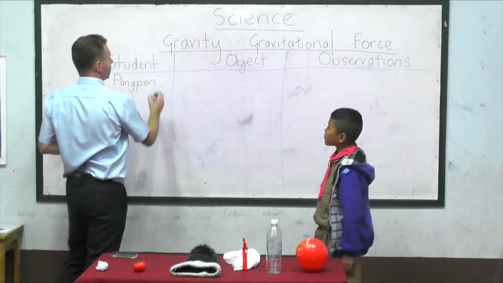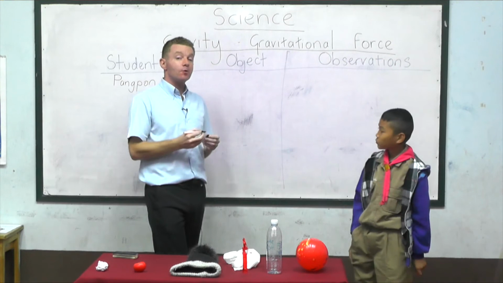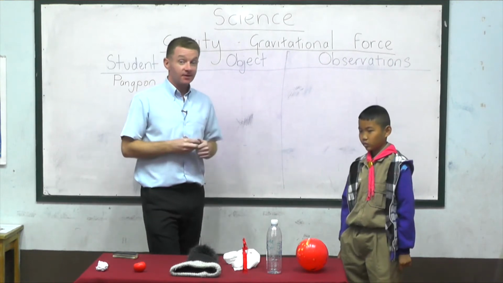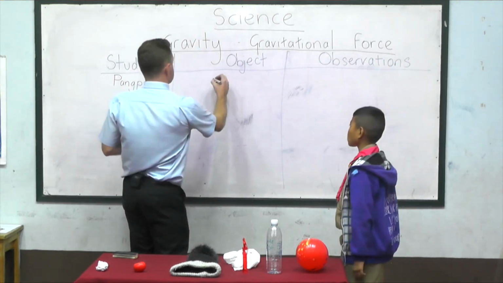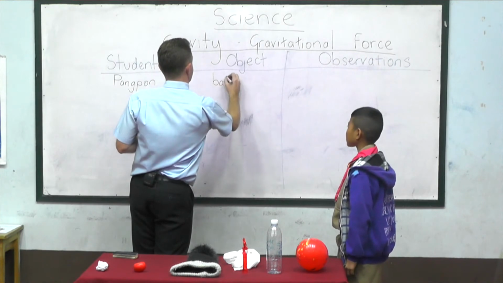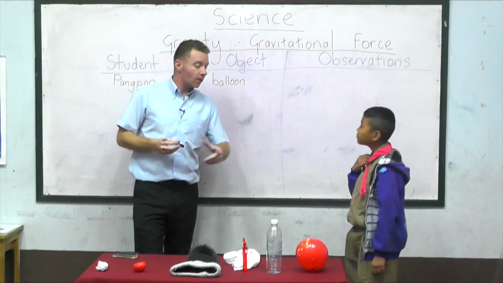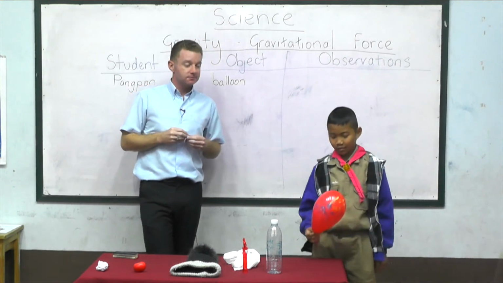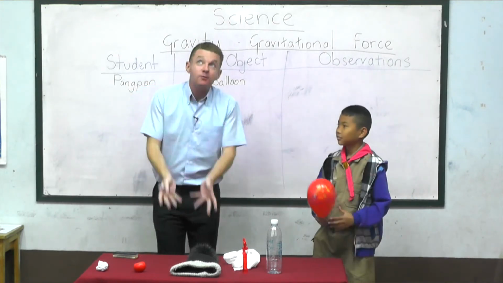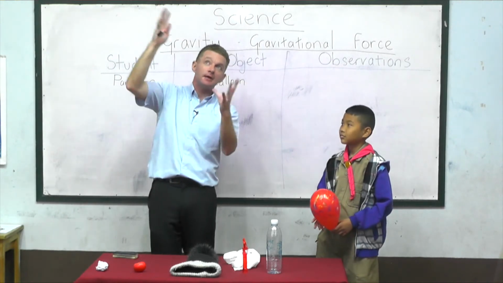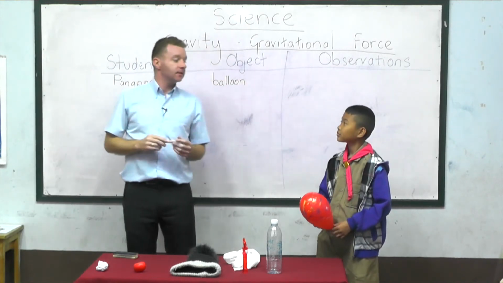P-A-N-G-P-O-N. Okay, now what is the object that Pangpon has chosen to demonstrate? Balloon. Okay, so Pangpon, balloon. Now, can you take hold of the balloon, please, Pangpon? And when you're ready, I want you to throw it into the air and then see when it comes down if you can catch it again.